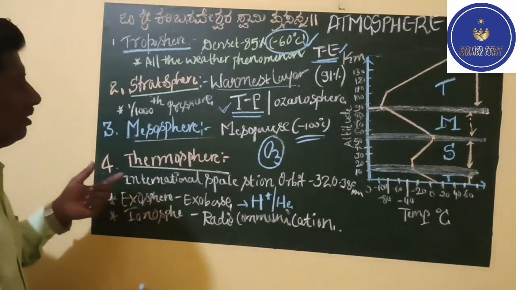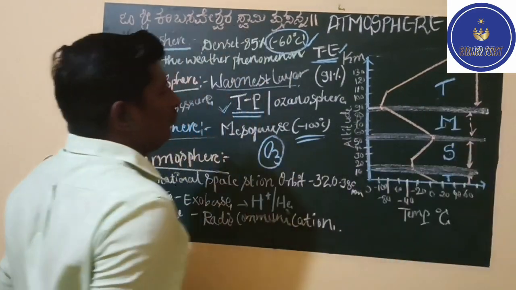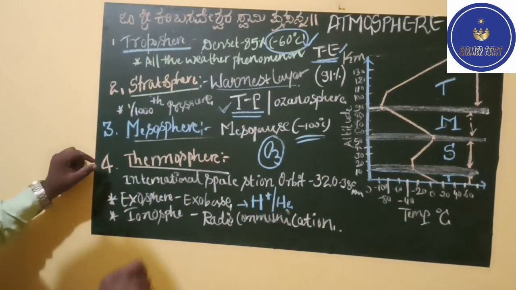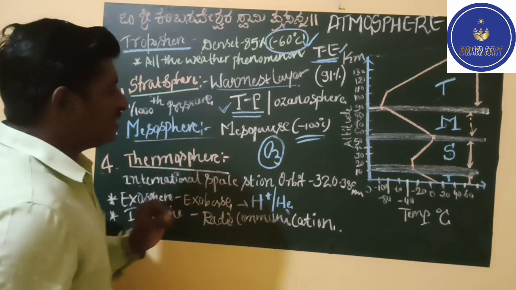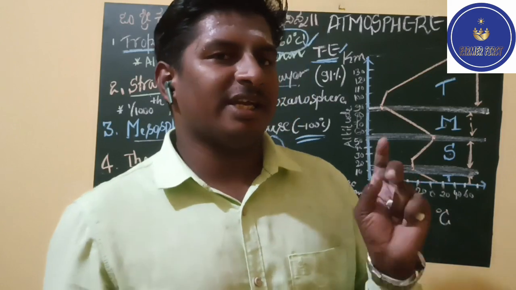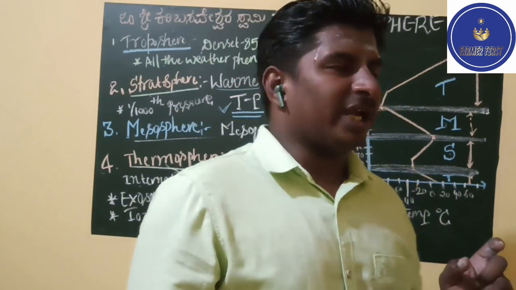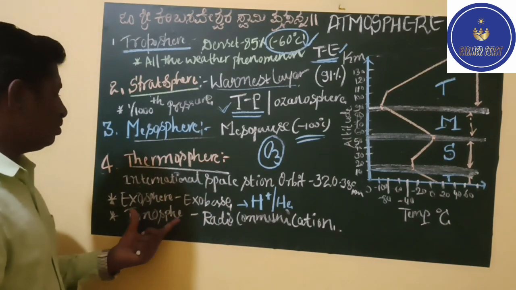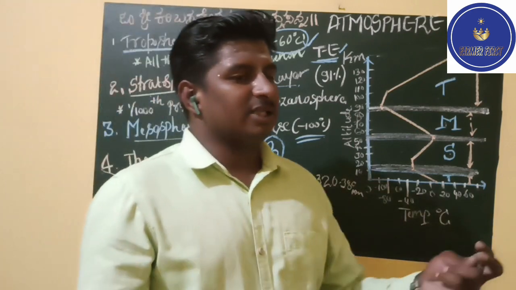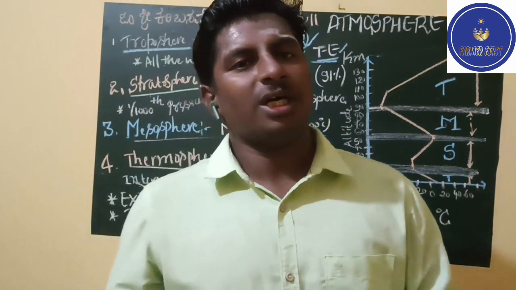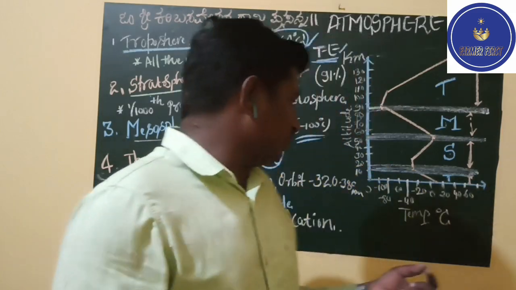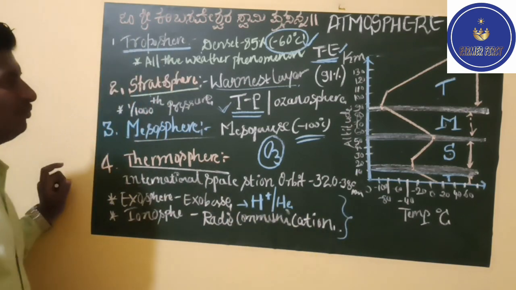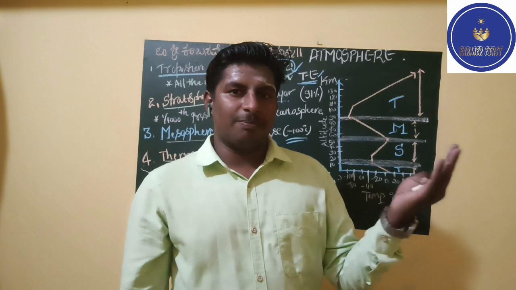Next, the thermosphere performs a very important function, that is radio communication. In the thermosphere, the International Space Station orbit exists at a height of 320 to 380 kilometers. Hence this thermosphere is very important. It is also called the ionosphere, as radio communication takes place through the ionosphere. Hope you have understood this topic well, and the kind of questions that may arise in this.